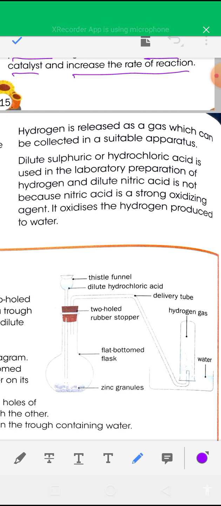In the laboratory preparation of hydrogen, dilute sulfuric acid or dilute hydrochloric acid is used, but dilute nitric acid is not used. This is because dilute nitric acid is a strong oxidizing agent. You can use dilute sulfuric acid or dilute hydrochloric acid, but not dilute nitric acid, because it is a strong oxidizing agent and it oxidizes the hydrogen produced to water.